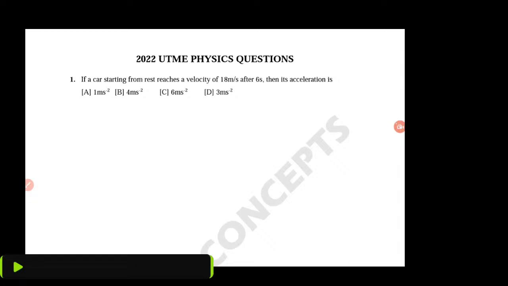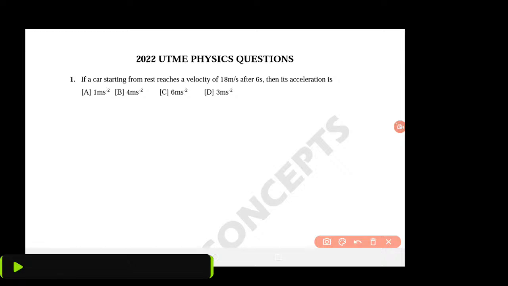As you can see on the screen, the question says the car starts from rest. That is giving us our first parameter. If you agree with me, this question is coming from kinematics, whereby we are going to use the equation of uniformly accelerated motion in solving this problem. But first, let's write out the given parameters.